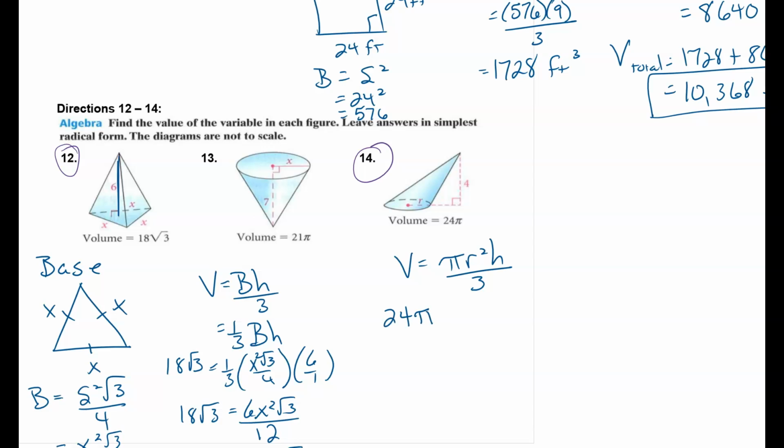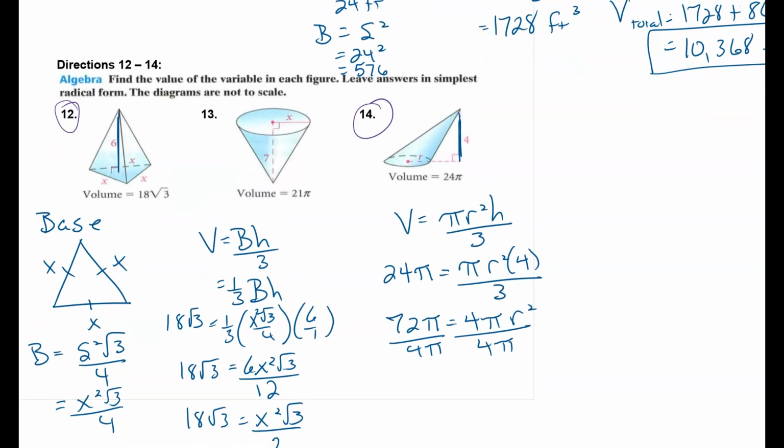So we have 24 pi is our volume. Radius we don't know, but the height we do know. The height this time is on the outside, which is 4, all over 3. So I'm going to multiply both sides by 3. And this is going to give me 72 pi equals 4 pi times radius squared. Just simplify things on the right. I'm going to divide both sides by 4 pi.